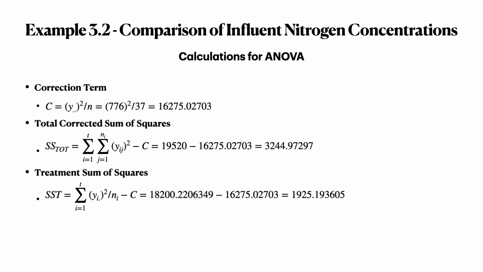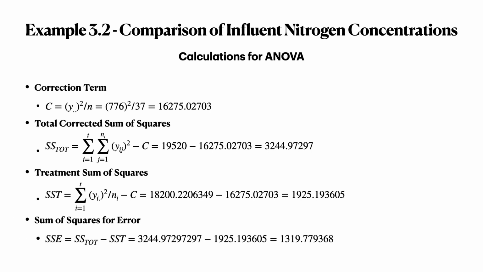The treatment sum of squares turns out to be 1,925.193605. And then once we have the total corrected sum of squares and the treatment sum of squares, we get the sum of squares for error by subtraction. And so this turns out to be 1,319.779368.